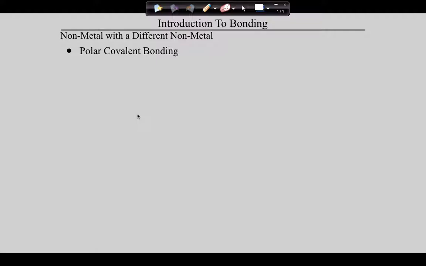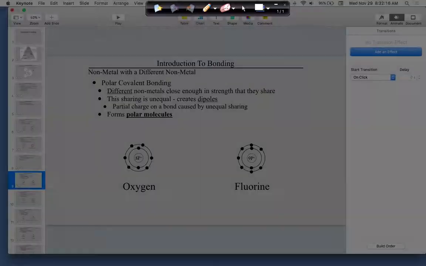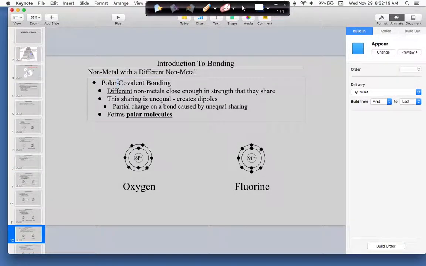And this is what is called polar covalent bonding. This should go in your notes as well. I'd like to underline this as well. This is another important one.